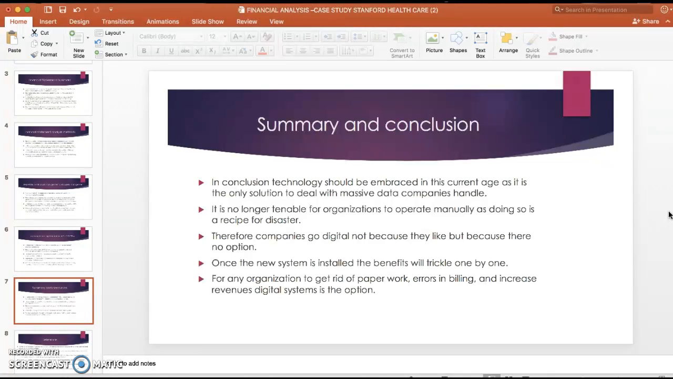Digital EHR systems have also proved to show low patient misinterpretation and misinformation. Also, once the new system is installed, the benefits will trickle in one by one. For any organization to get rid of paperwork and errors in billing, and increase revenue, a digital system is an option.